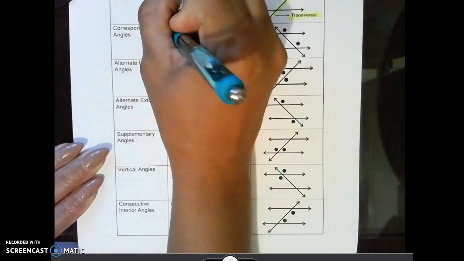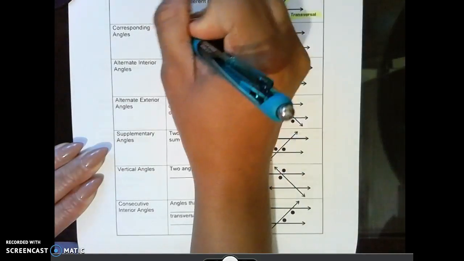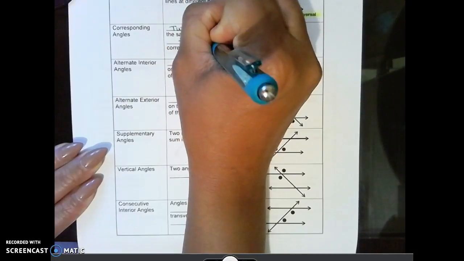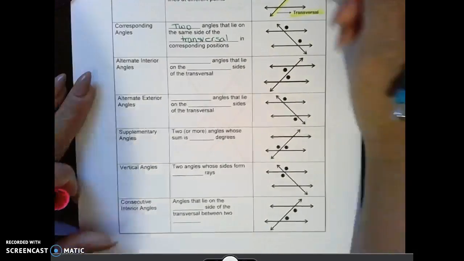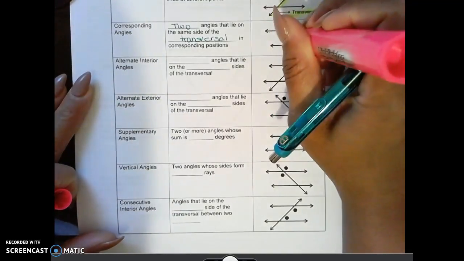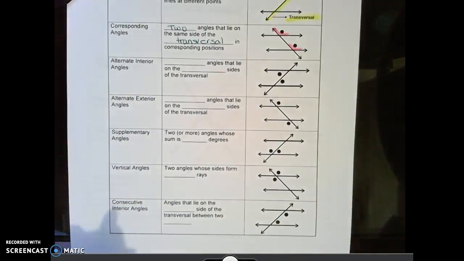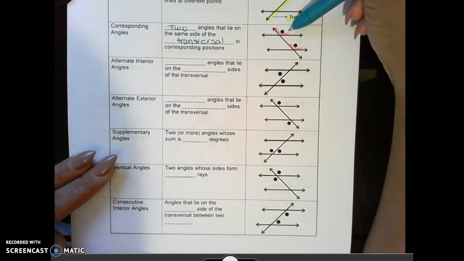Corresponding angles are two angles that lie on the same side of the transversal in corresponding positions. So the dots on the image show you where the corresponding angles are. This angle here corresponds with this angle along the transversal. So they're on the same side of this line, but in different positions.